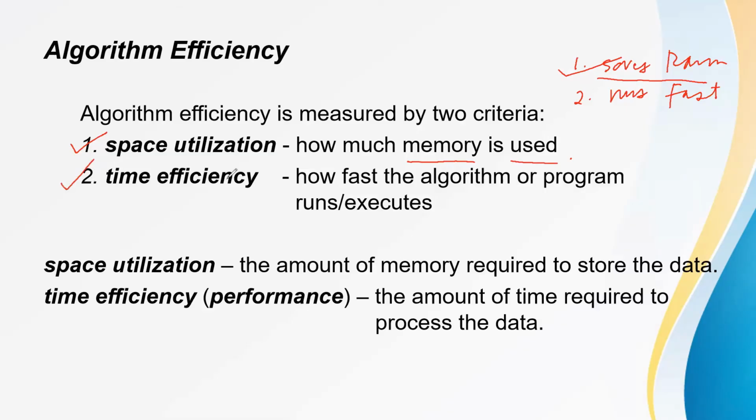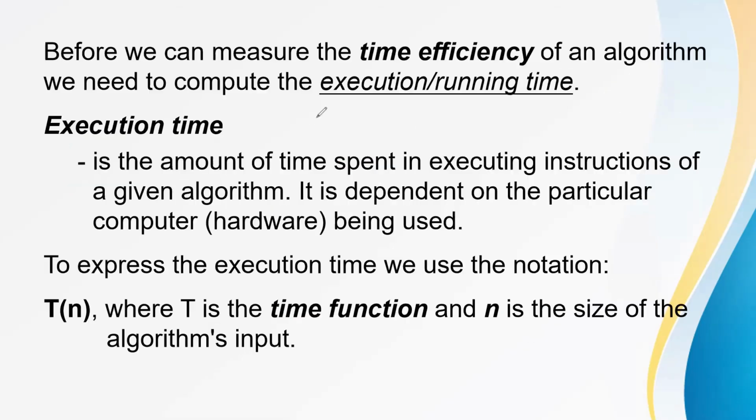And the second is time efficiency. Okay, that refers to the second criteria here, meaning it runs fast. So time efficiency refers to how fast an algorithm or program runs or executes. So again, space utilization is the amount of memory required to store the algorithm's or program's data, while time efficiency, or the performance of the algorithm or program, is the amount of time required to process the data of the program to be able to obtain the expected results or outputs.